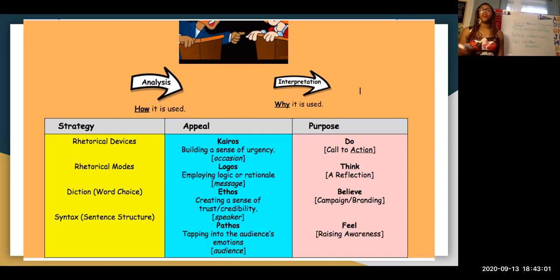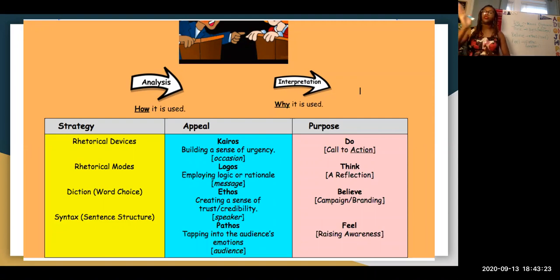And then we have pathos appeal. Are they tapping into the audience's emotions? Pathos means emotions, but we're also talking about other sensibilities, like the things that people believe in, the things that they value, the things they feel a certain way about. So are they tapping into those things as well, okay? So keep that in mind.